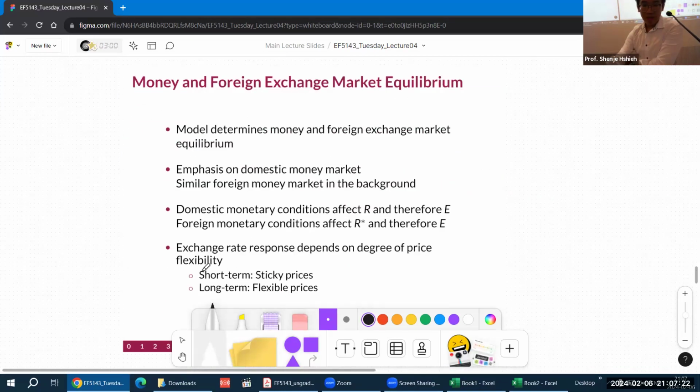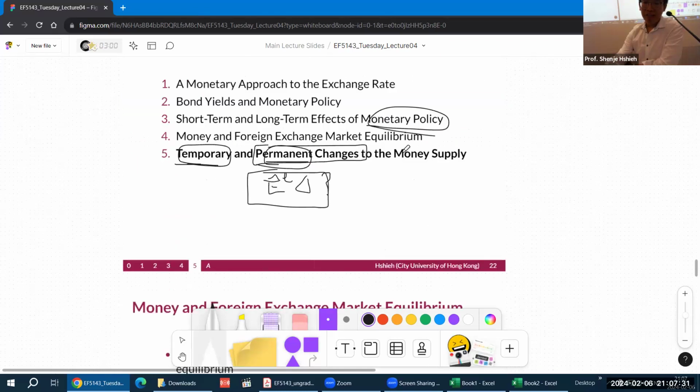All right, so we did this already. Short-term, long-term, we already know. Sticky prices versus flexible prices. But now we're adding another layer, temporary versus permanent.